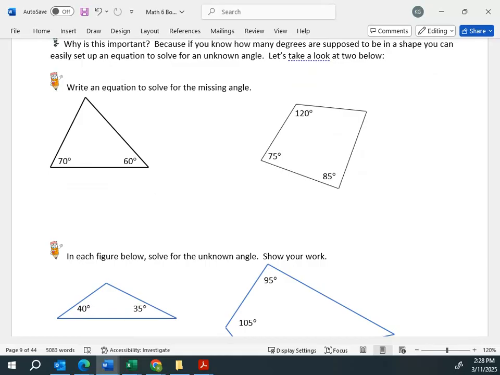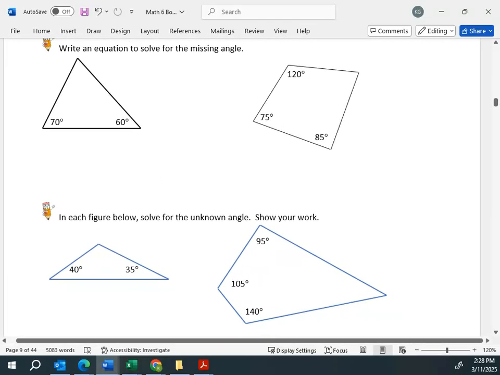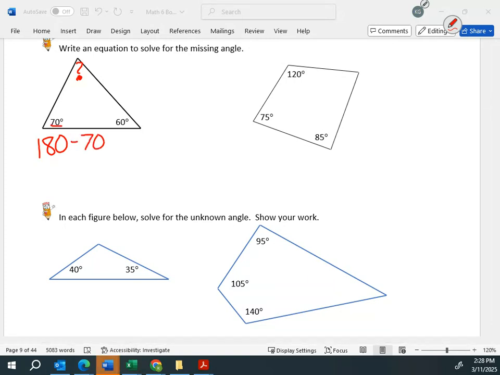Let's take a look at 2 below. We're going to write an equation to solve for the missing angle. So we don't know this angle of our triangle. We could say 180, that is our total. We can subtract out the 70-degree angle and subtract out our 60-degree angle, and we know we are going to be left with the question mark. Which one is missing? Which, if we do 180 minus 70 minus 60, we get 50.